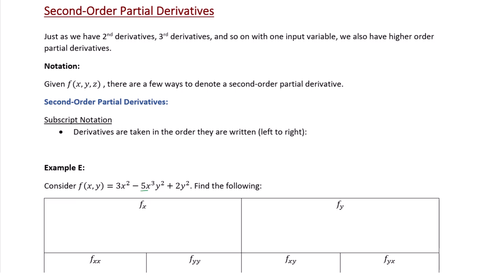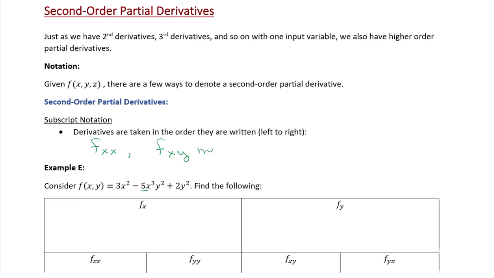Now, the first way is a subscript notation, and they're always written left to right. For example, I can write f with a subscript of x. That would be the first order derivative with respect to x. And if I put a second x beside it, that means we want to take it again with respect to x. Now we can also write, let's say, f sub x as our first derivative, but then take the second derivative with respect to y.